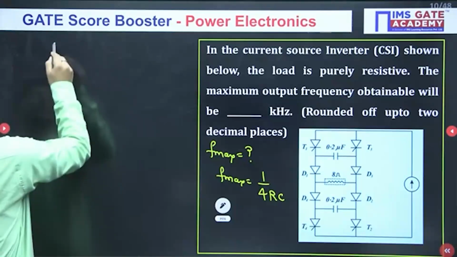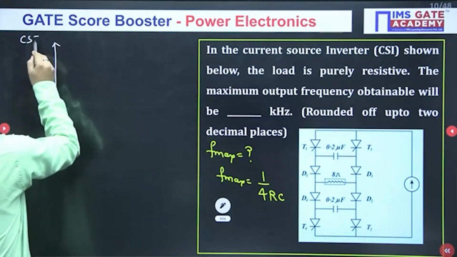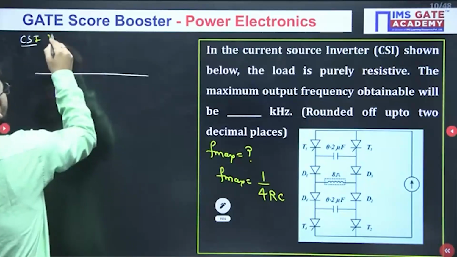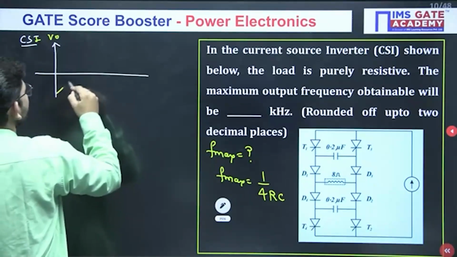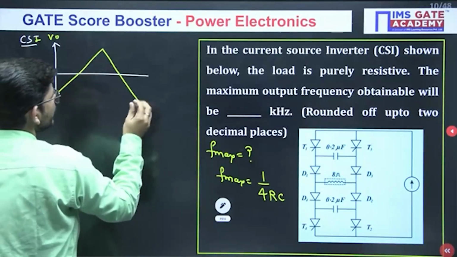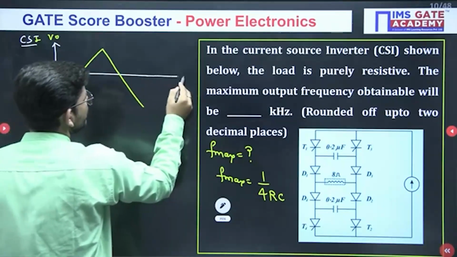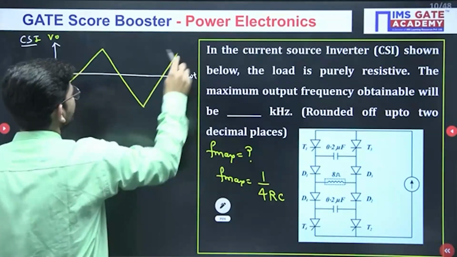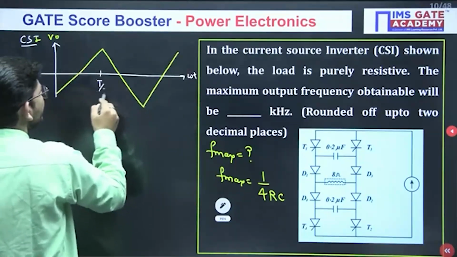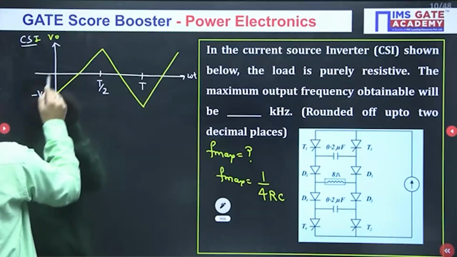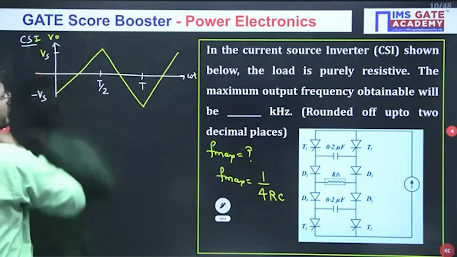In CSI, how will your output voltage be varying? The variation in output voltage will be like this. It will be varying from some minus V to plus V. This is how the output voltage varies in a CSI inverter. This is T by 2 time and this is T time. It will be varying from minus Vs to plus Vs.